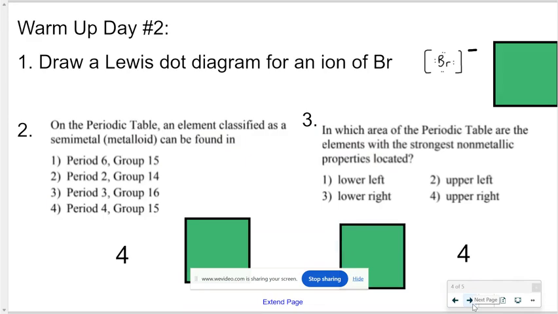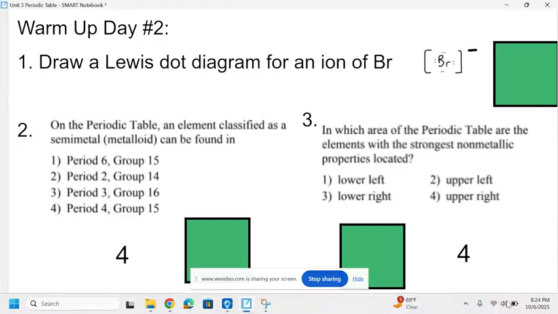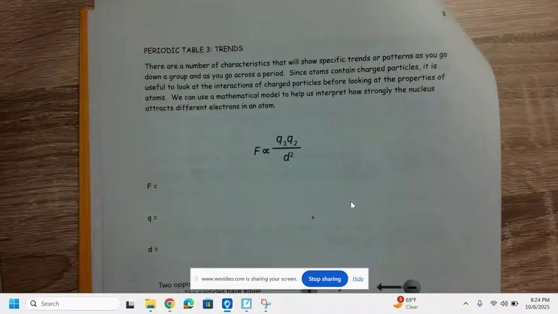So those are just a few review questions based on what we did in class yesterday. What we're going to do now is you're going to take your notes out to page 8, and we're going to start talking about some periodic trends. Today we'll talk about Coulomb's law, which you're going to get a lab about, and then we'll talk about atomic radius and ionic radius. So you are going to need your reference table turned to the periodic table.